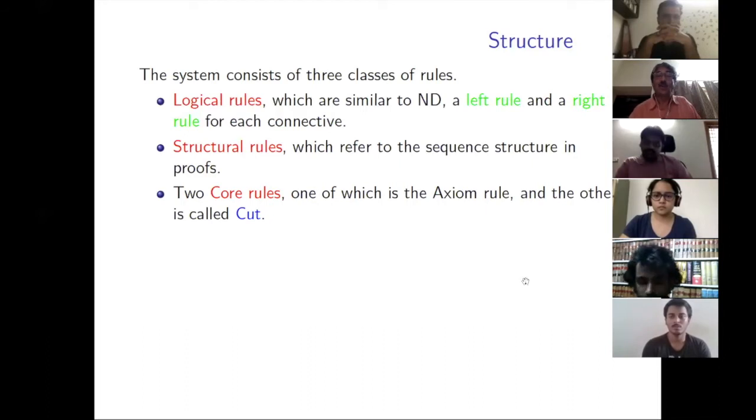And then there are 2 core rules. So there are logical rules, structural rules, and core rules. There are only 2 of them. One is called the axiom rule, which is the axiom, and the other one is called cut. You'll see that.